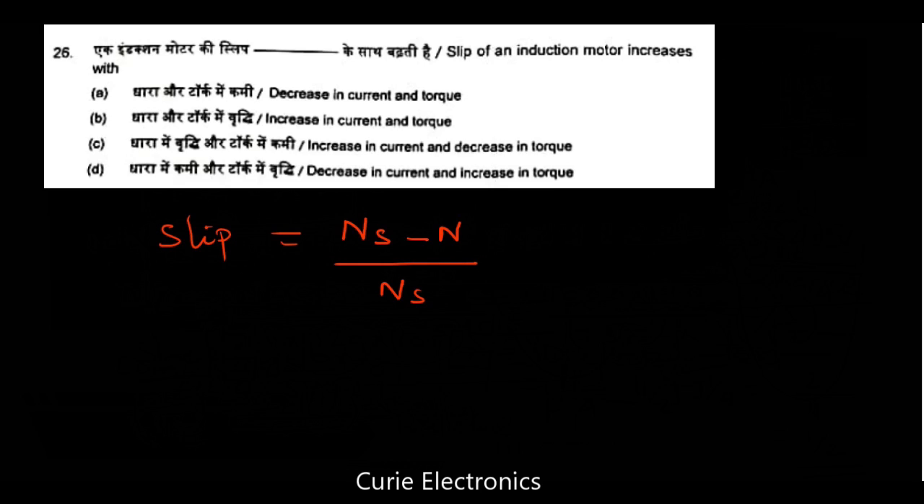When the load increases, what do you have to do? Torque has to increase. To increase the torque, current has to increase. So the slip of an induction motor increases with increase in current and torque. Option B is the right answer, because torque will increase, so naturally current has to increase.